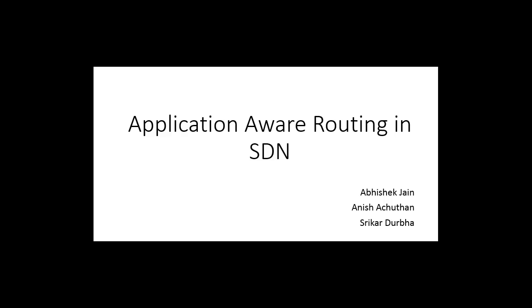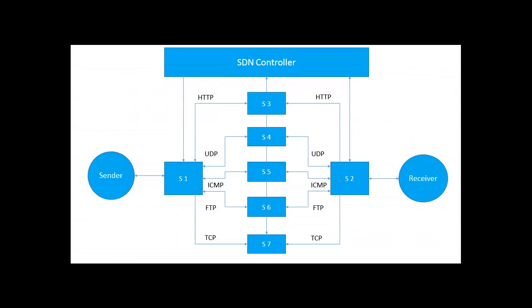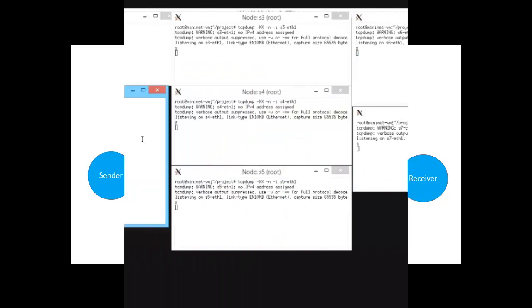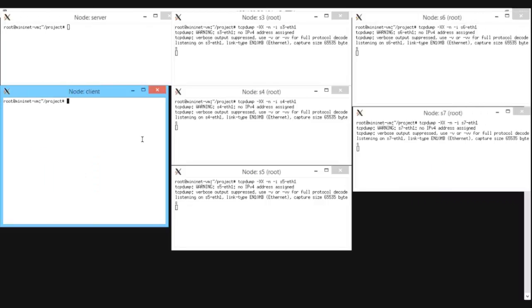Hello, our project is about application aware routing in software defined networks. Our approach relies on the simple fact that each application generates different packets and these different packets can be routed through different routes. To demonstrate this, we use the topology as shown in the figure where different packets are sent through different routes. Here we show application aware routing using MININET.